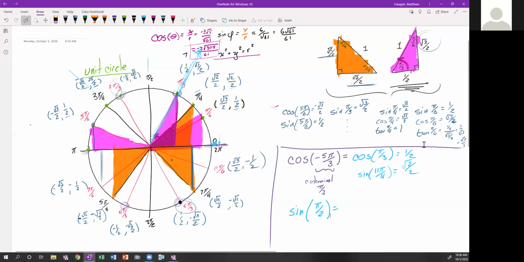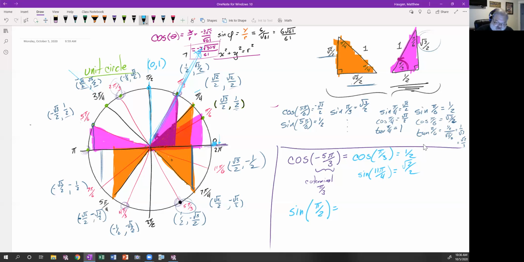So think, why would it be 1? I'm not saying you're wrong, I'm just asking. Well, it's because with the radius of 1, the x would be 0 and the y would be 1. And you're asking for the sine, which is y. So it would be 1.